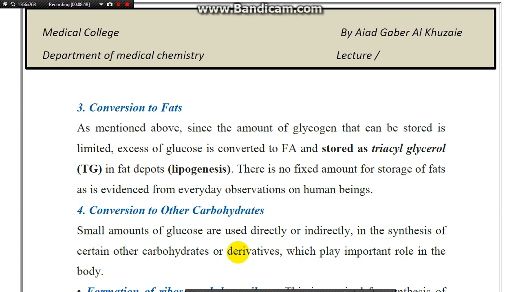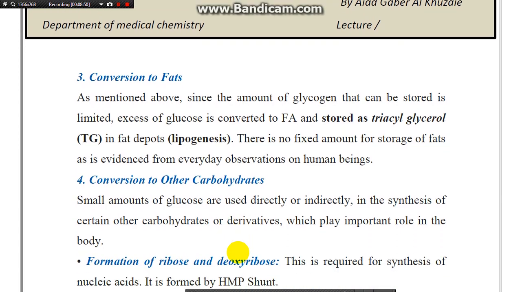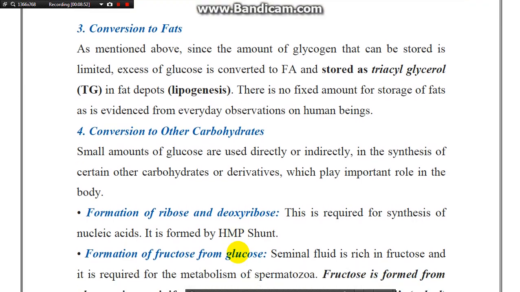نجي إلى the fourth utilization here, conversion to other carbohydrates. A small amount of glucose is used directly or indirectly in the synthesis of certain other carbohydrates or derivatives which play important roles in the body. قسم بسيط من الجلوكوز يتحول لإنتاج كربوهيدرات أخرى أو مشتقاتها.